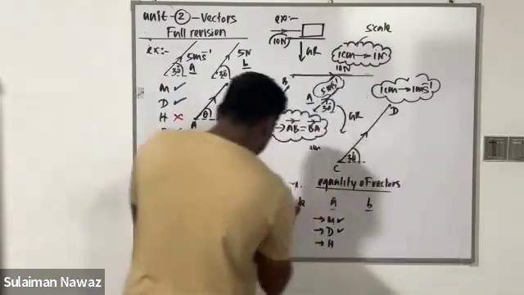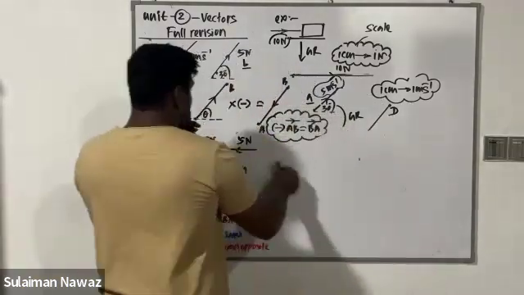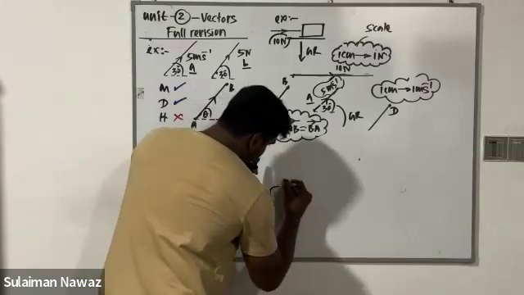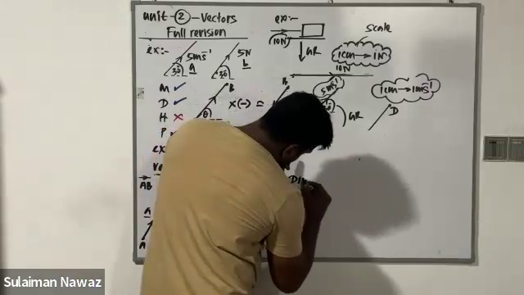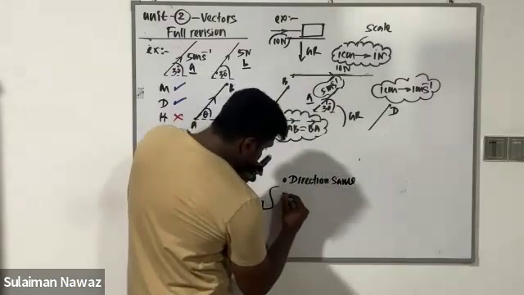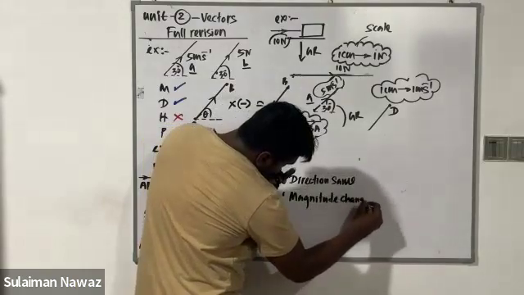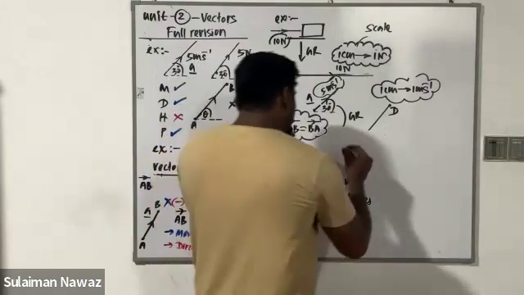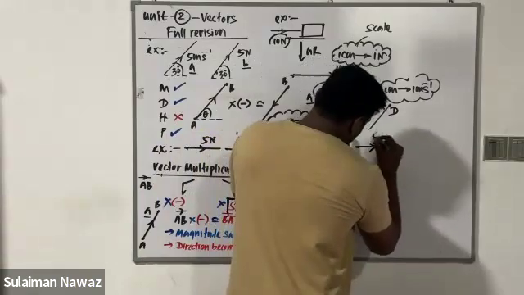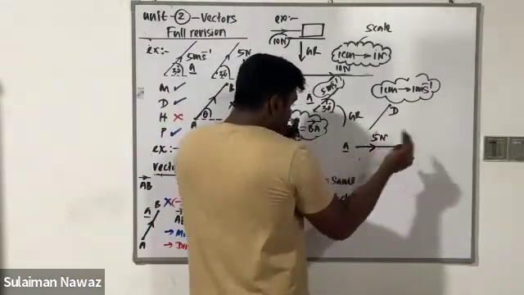Remember, when you multiply a vector by a scalar, the direction remains the same, but the magnitude changes. Write all this down. In this case, the direction is the same, but the magnitude changes. For example, let vector A mean a 5 Newton force in the right side direction.